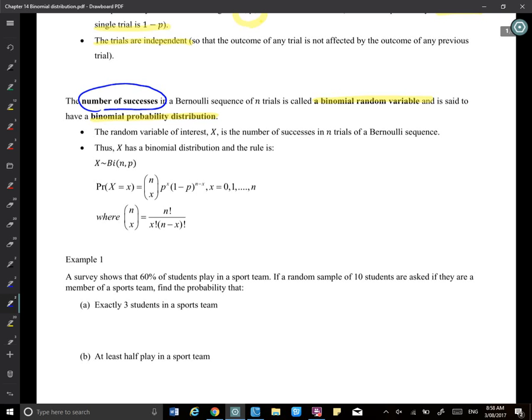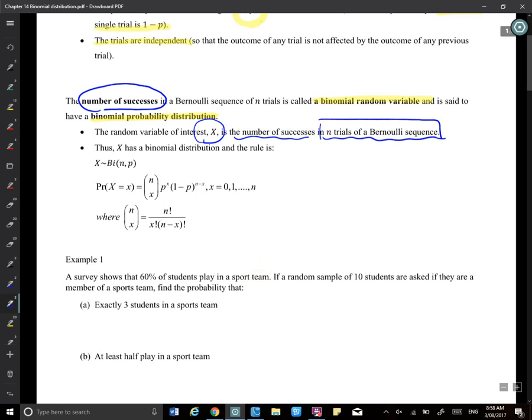But if I investigate the number of successes I have from these Bernoulli trials, then this is called a binomial distribution. So it's the number of successes that's called the binomial distribution. For a binomial distribution, the random variable x is the number of successes in n trials of a Bernoulli sequence. So x is binomially distributed and it comes from the Bernoulli sequence. Have a think about the relationship between those two.